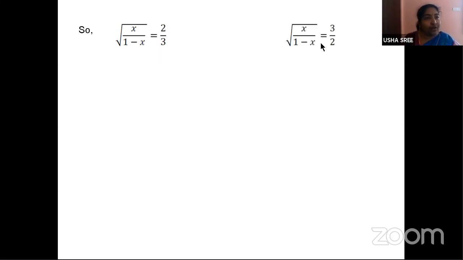And the next value what we got is root of x by 1 minus x is equal to 3 by 2. So we are equating the expression which is under the root, what we have taken the substitution as k, and we have just substituted the value of k, that is 2 by 3 and 3 by 2 in this step. Then we will take squaring on both sides for these two equations so that we can cancel the square root of these two.